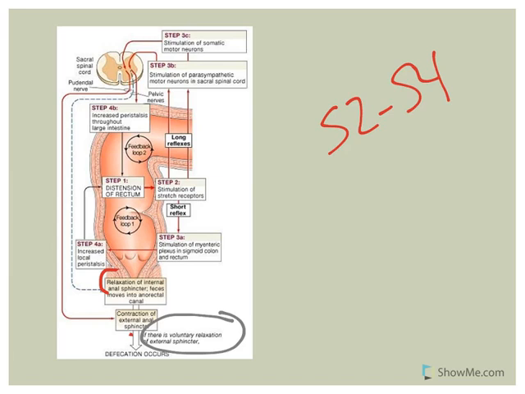Generally, you have to use your abdominal muscles, do what we call the Valsalva maneuver. So you have a closed glottis, and you try to, the term is bear down, and sometimes you have to bear down to help to defecate. So you have to voluntarily relax the external anal sphincter for the actual process of defecation to occur.